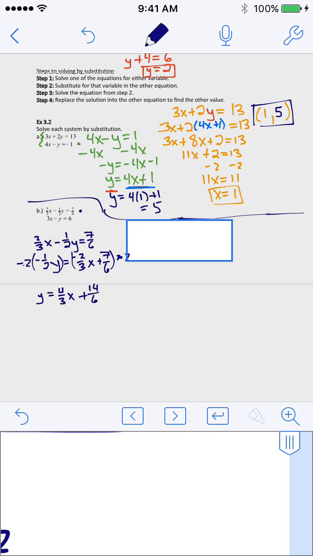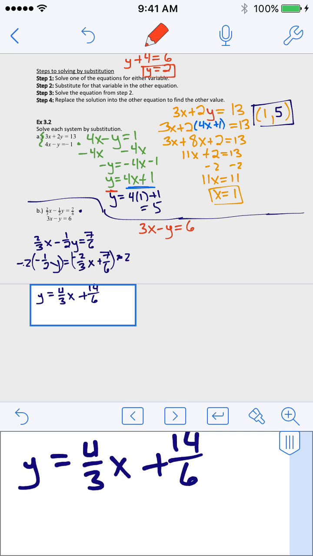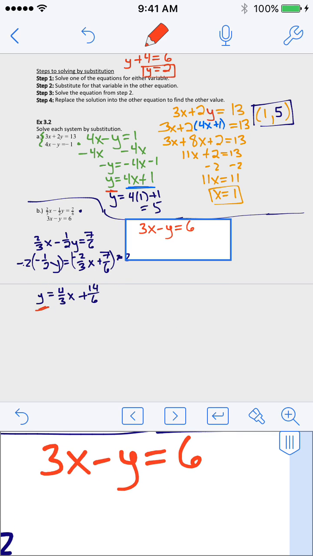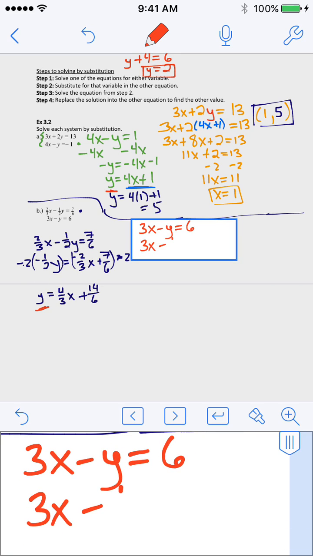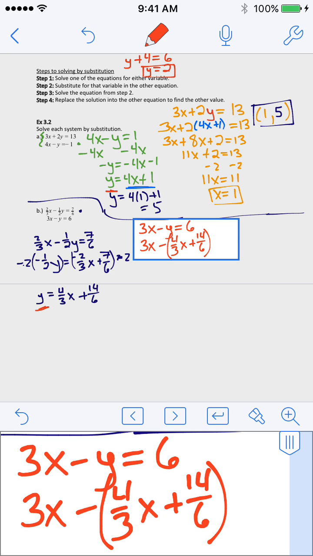So I'm going to take this expression, and I'm going to plug it back into the other one. So now I'm going to take my second equation, 3x minus y equals 6, and I'm going to get rid of the y part. So I have 3x minus, now 4/3 x plus 14/6, which actually I can reduce down a little bit, maybe make my life a little easier. Divide both by 2, you get 7 over 3.